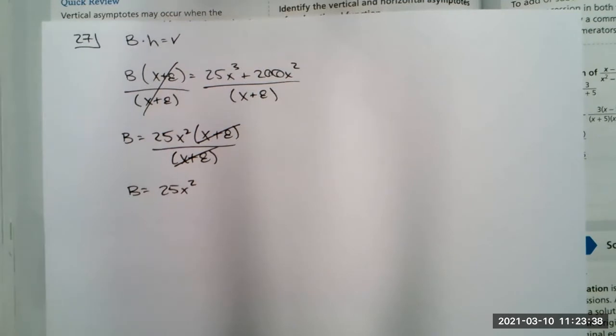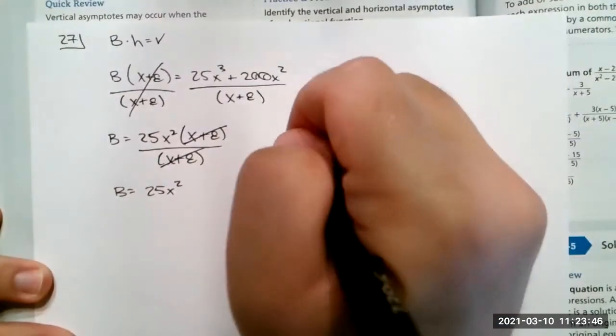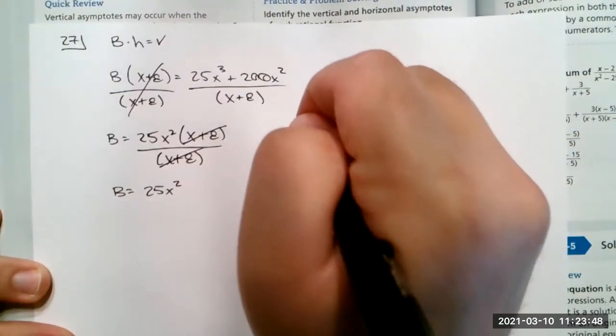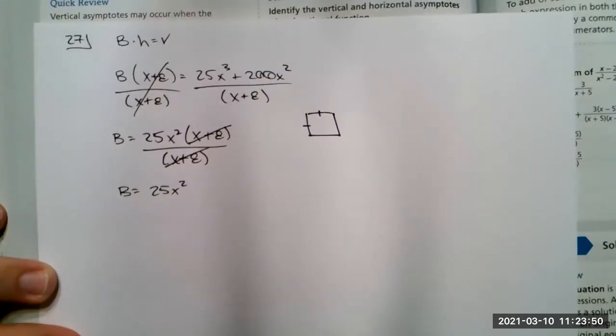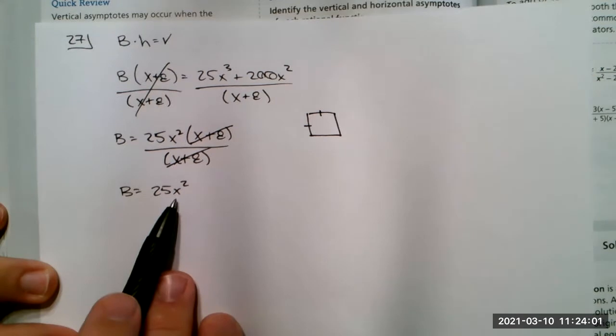I think the easiest way to explain this is to go back and reiterate what this B represents. They're telling me that this prism has a square base, so both the length and the width are exactly the same. Just keep that in mind here. What I can do is square root both sides.